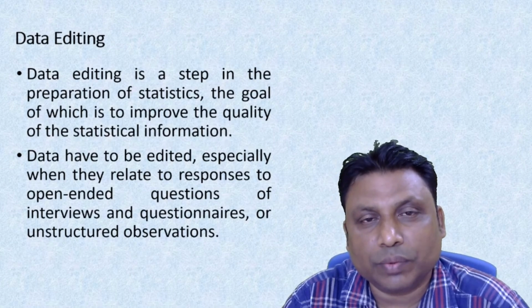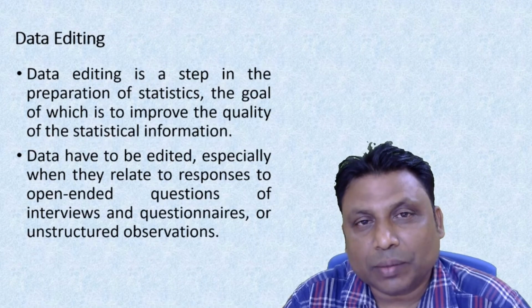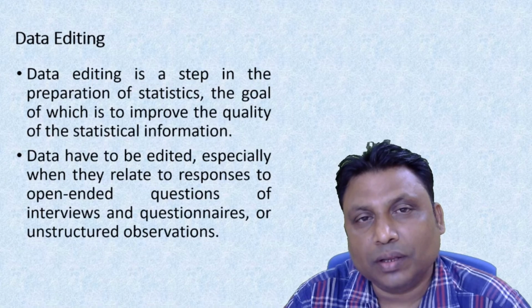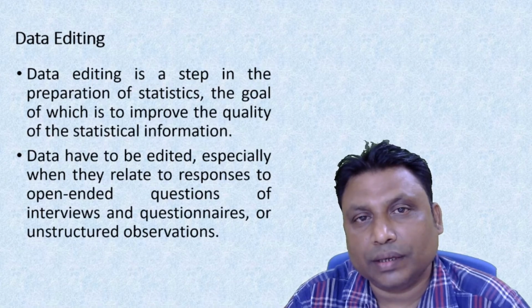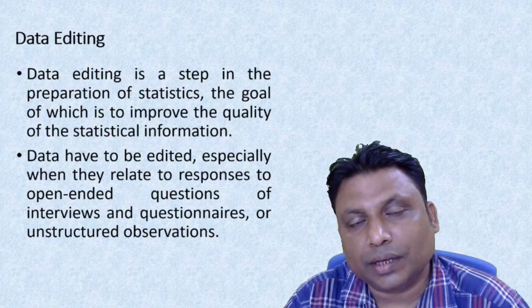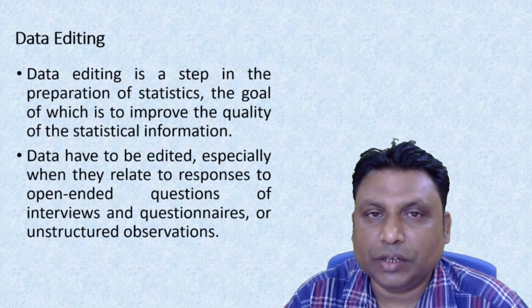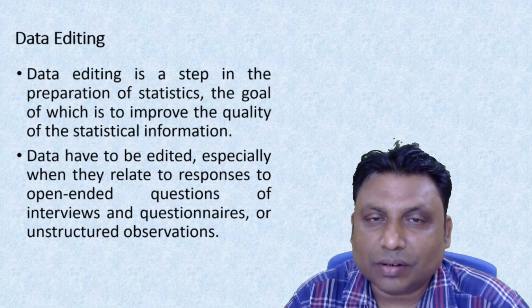Next is coding. In that case, if you are collecting data for age group 10 to 20, you put 1. The code is 1, which means the age group 10 to 20. Similarly, 20 to 30 you make 2, 30 to 40 you make 3, 40 to 50 you make 4, and more than 50 you take 5. So this is called editing.